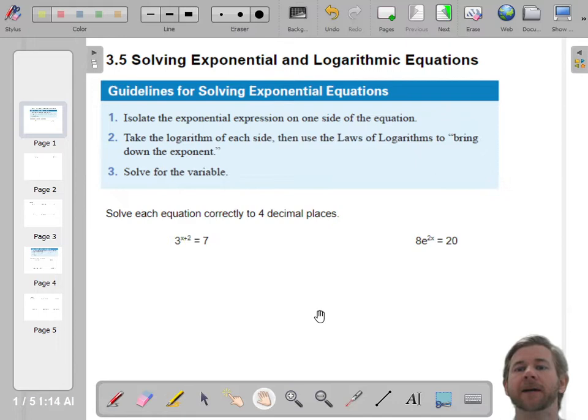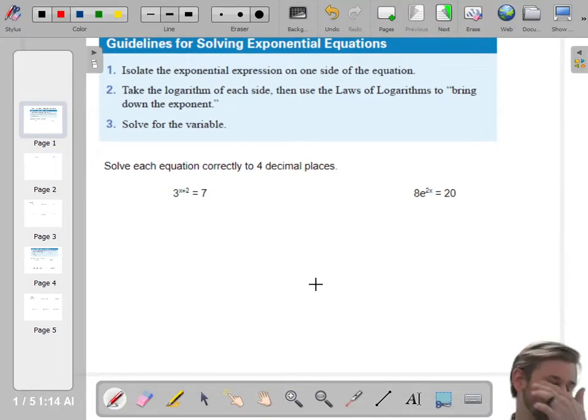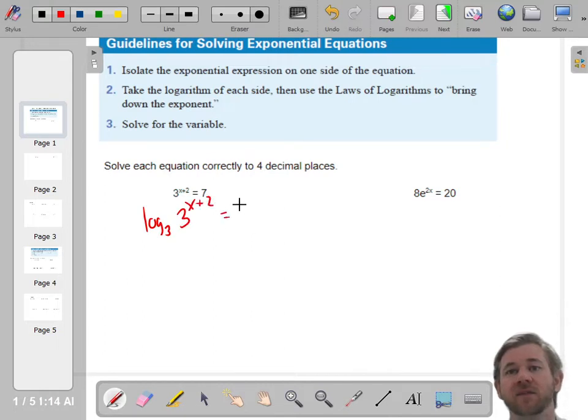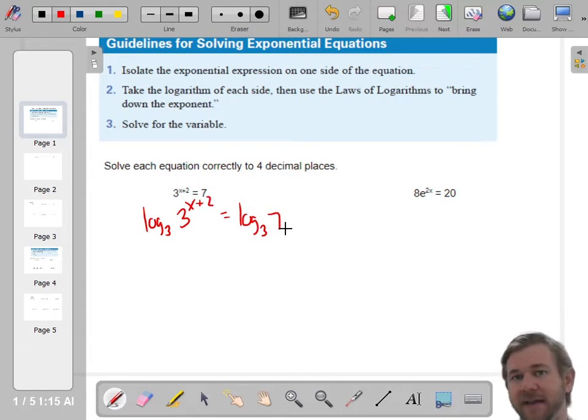So the first one here, what I'm going to do is I'm going to try and talk about it as doing the same thing to both sides, but there are other ways of thinking about this. Here's how I'm going to talk about it. If you see a base 3 exponent and you want to undo that, we are going to take a base 3 logarithm. And if you do it on one side, you've got to do it on both sides. So I have the base 3 log of this and the base 3 log of 7 on the right side.